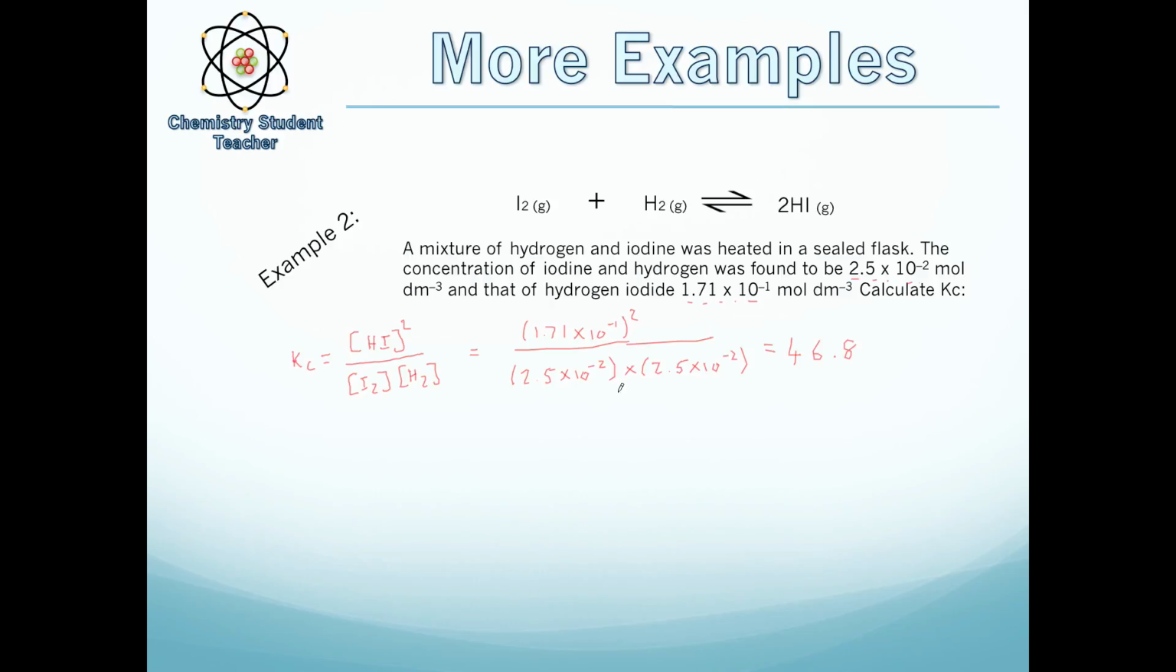Okay, we have a value, but now what about the units? So it's a concentration over concentration. So concentration squared over a concentration times a concentration, which is just a concentration squared, as they've got the same units. So they cancel out with each other, leaving no units. Therefore, the answer is 46.8 with no units. That's the answer to this question.